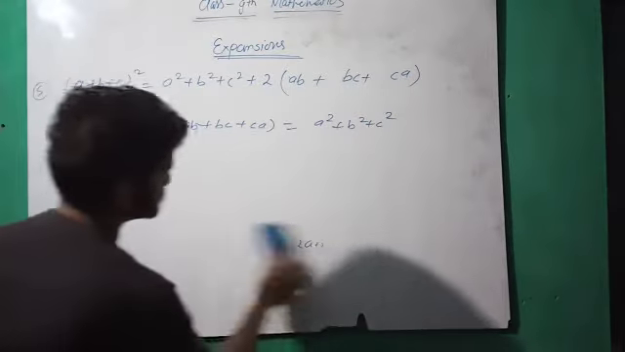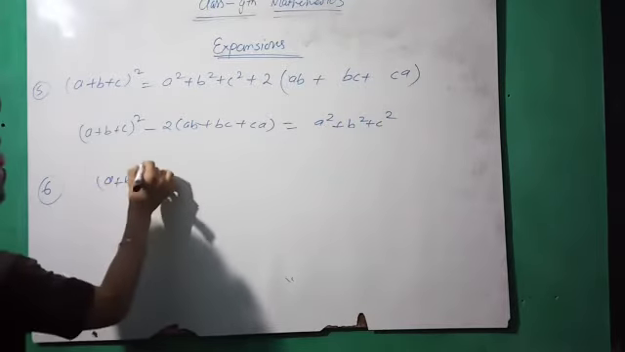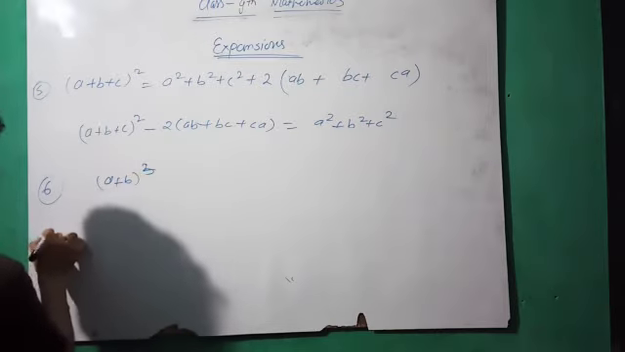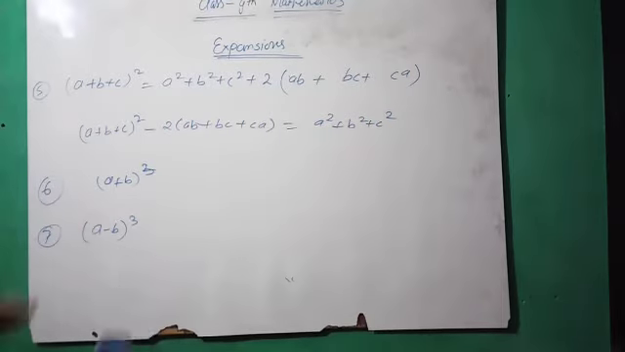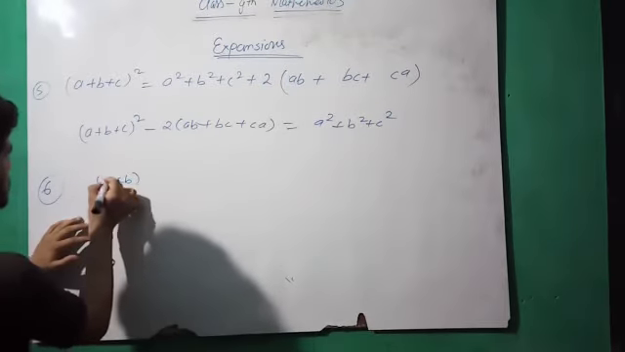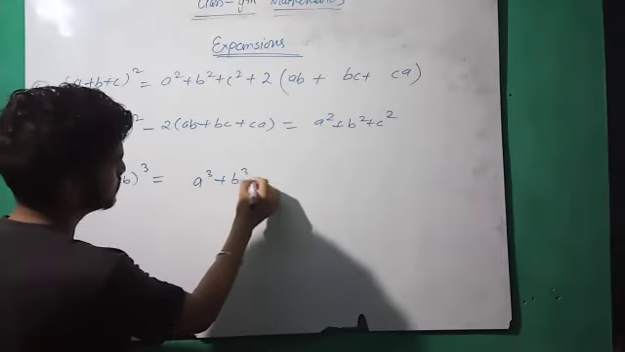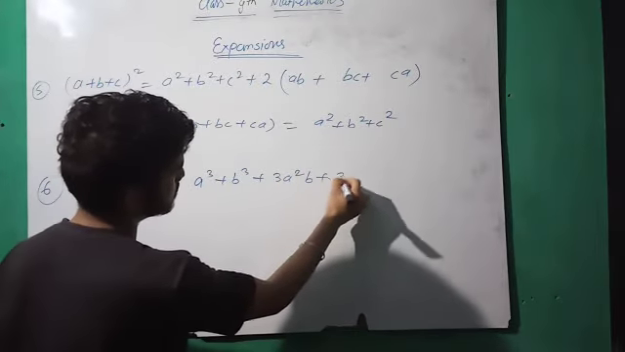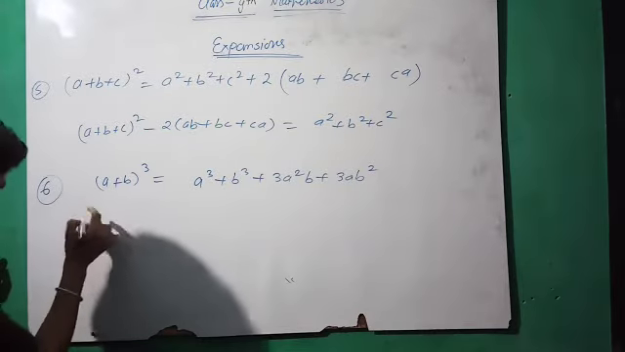Then the next formula is formula number six, a plus b whole cube. Then the seventh one is a minus b whole cube. These two formulas are very important for us, and you have to remember both of them. A plus b whole cube is a cube plus b cube plus 3a square b plus 3ab square. You have to remember that.